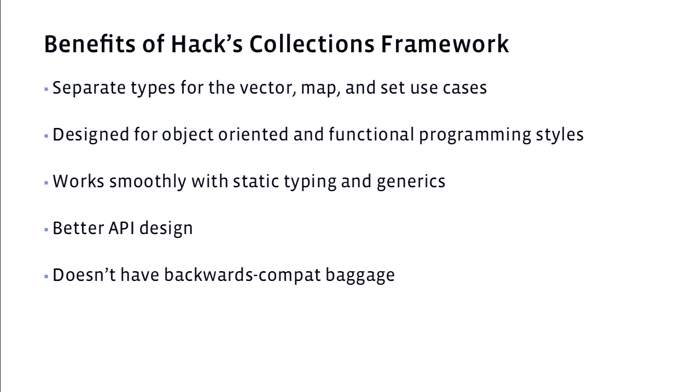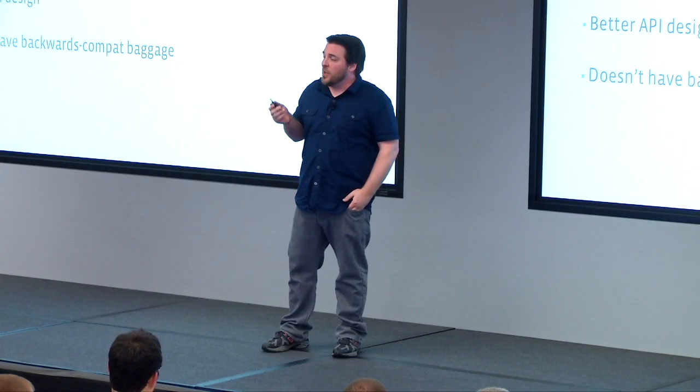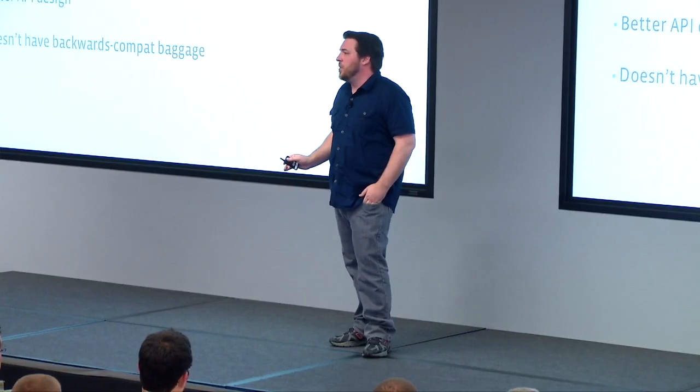Also, I mentioned earlier, it's designed for object-oriented and functional programming styles. You can still use these things procedurally with brackets and foreach loops, but you can also do more OO and FP styles. Also, unlike PHP arrays, collections were designed from the ground up with static typing and generics in mind. They offer cleaner APIs that are a bit more well thought out. And finally, this is an important point, they don't have the backwards compat baggage of PHP arrays.